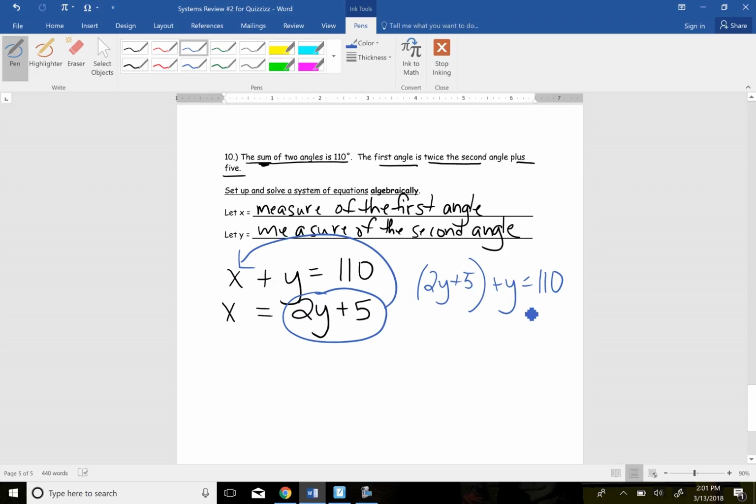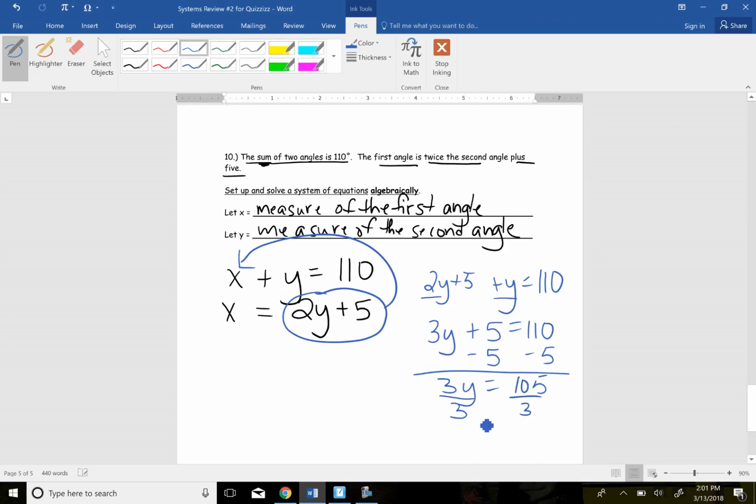I can solve this. There's nothing out front to distribute, so I really don't need those parentheses in there right now. So to solve this, I'm going to combine all the y's. There's 3 y's. Still have plus 5 equals 110. So I'm going to subtract 5 on both sides. 3y equals 105 degrees. All right, so my last step is going to be to divide both sides by 3 so I can figure out what y is. So 105 divided by 3, I'm getting 35 degrees.